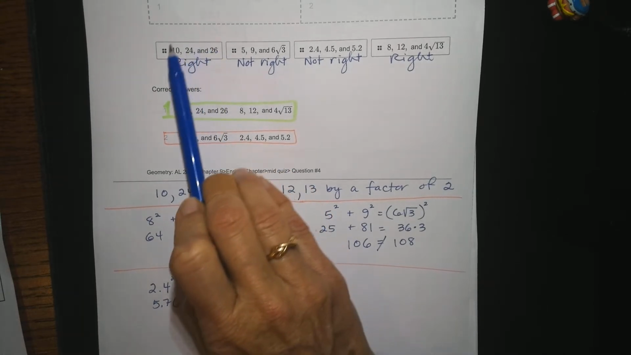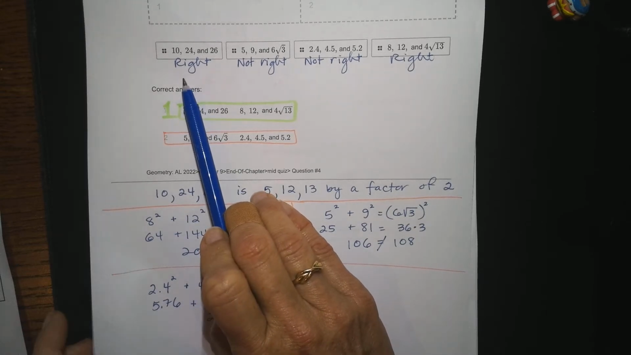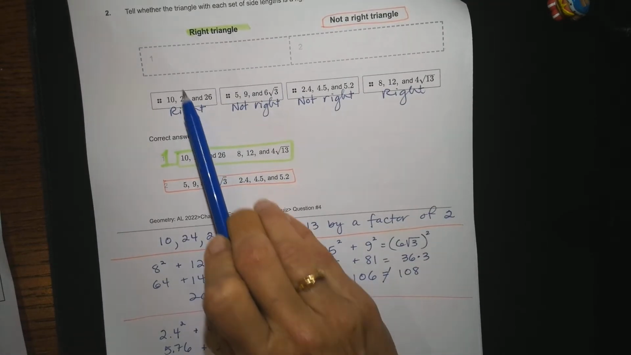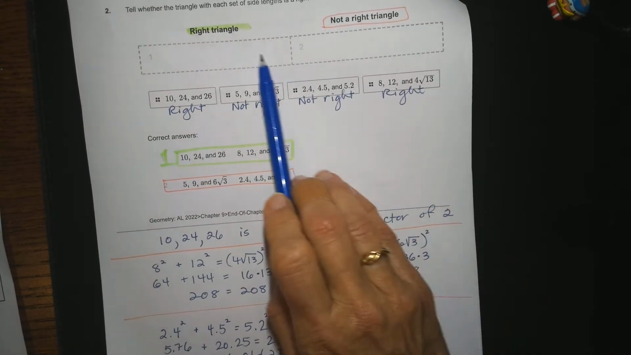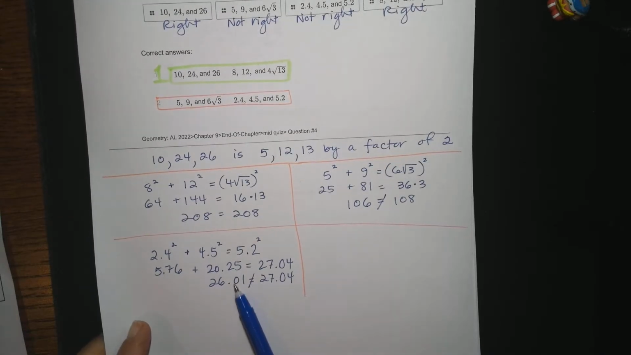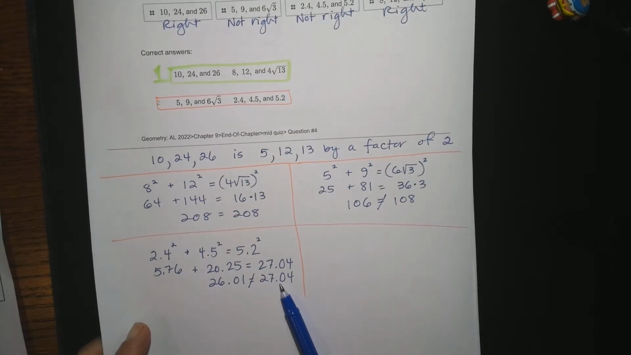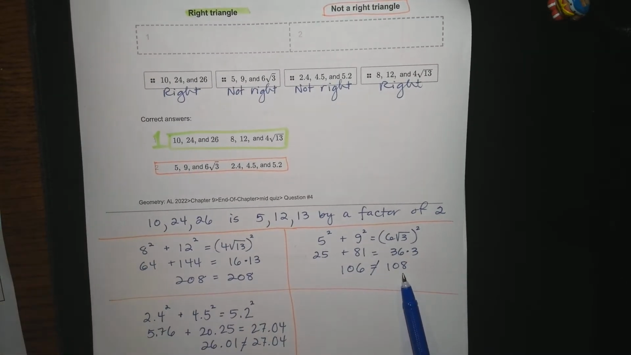You also should have recognized this is the one from number 1. Okay, so you just answered that one. Yes, that one goes up to right triangle. This one here, 8, 12, that one goes to right. And then these 2 did not work out that way. I got 26.01 does not equal 27.04, and this one, 106, does not equal 108. You can do that all on your calculator.